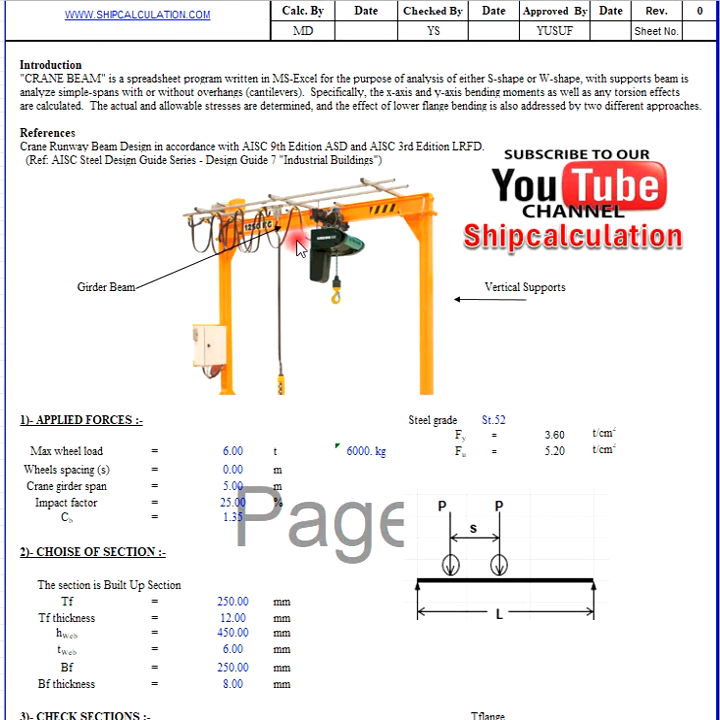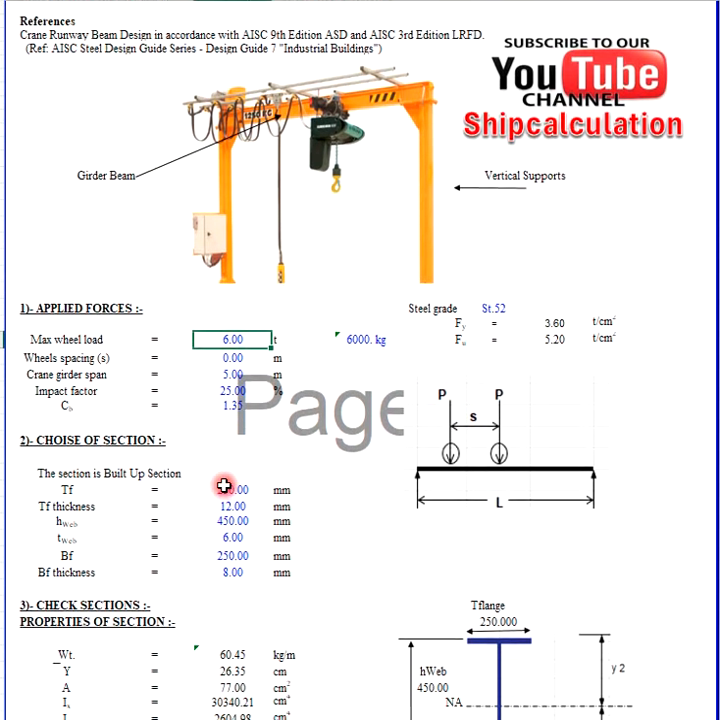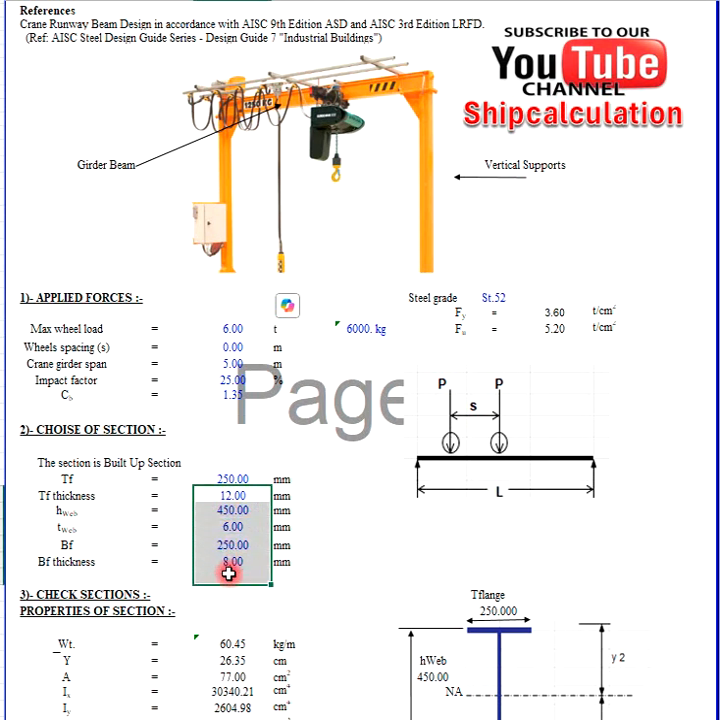If you want to do the manual calculation, normally you need to know the force that we are going to apply for these beams. In this application, Excel sheet, we apply 6 ton or 6,000 kilogram. You can change based on the section that you are going to use. Let's say here the 6,000 kg.